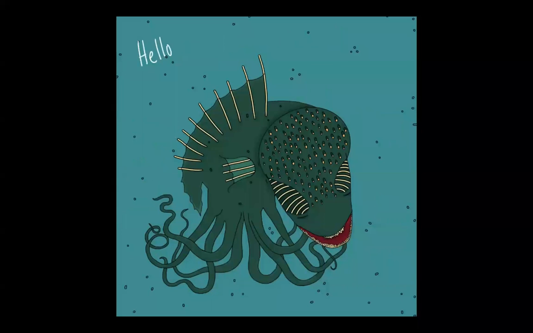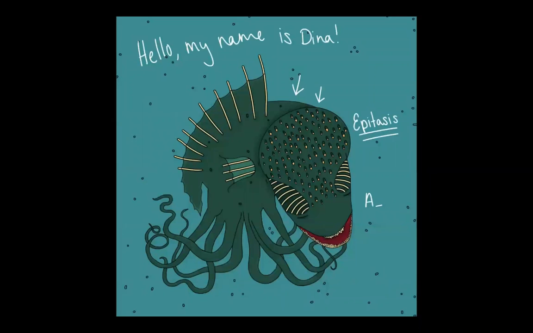Hello, my name is Dina, and today I'm going to use this aquatic creature I created to help explain some of the modes of epistasis by using a fictitious pathway. Epistasis is the expression of one allele that can mask or modify another allele at a different locus. So essentially, different genotypes can express the same phenotype.